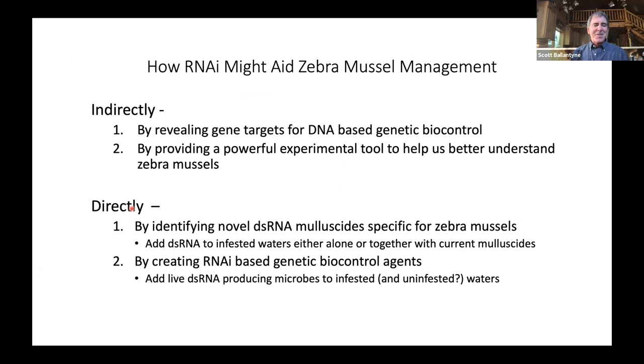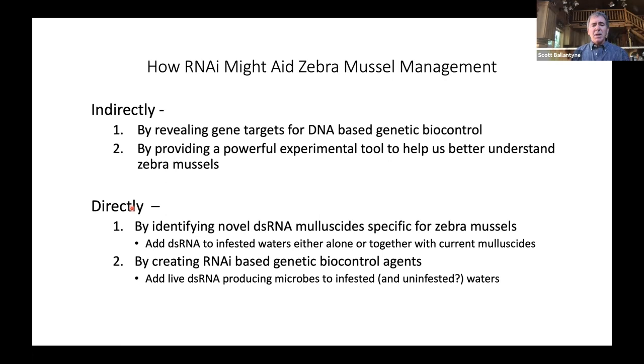But I'm most interested in these last two, the direct applications. It's conceivable that this and future work could help us identify novel dsRNA molluscicides. So these would be chemicals, double-stranded RNA is a chemical, that target mussels and kill mussels, but in this case, only zebra mussels. That's the beauty of genome-based approaches, that we should be able to find a sequence that's at least unique to zebra mussels. And so these chemicals then would only act on them.